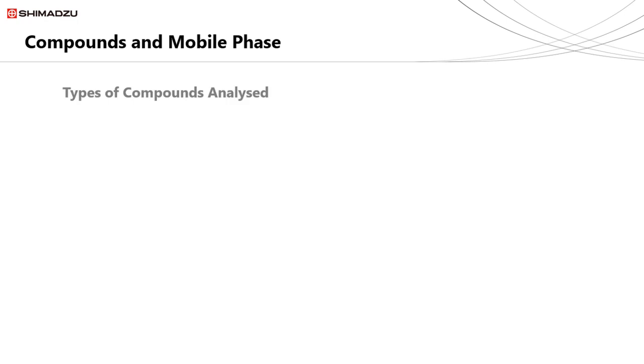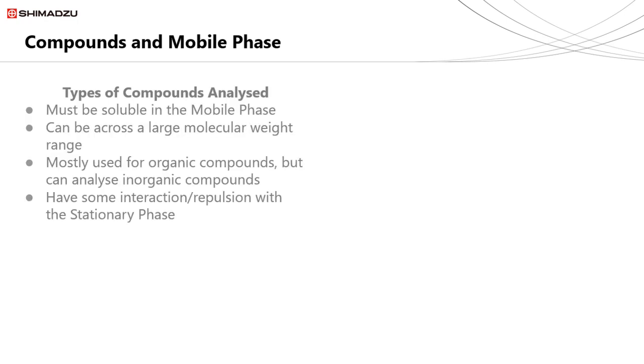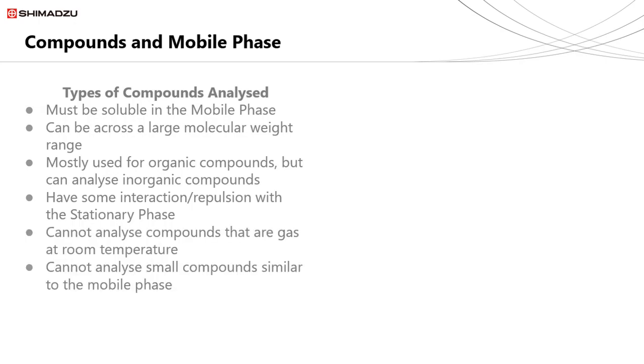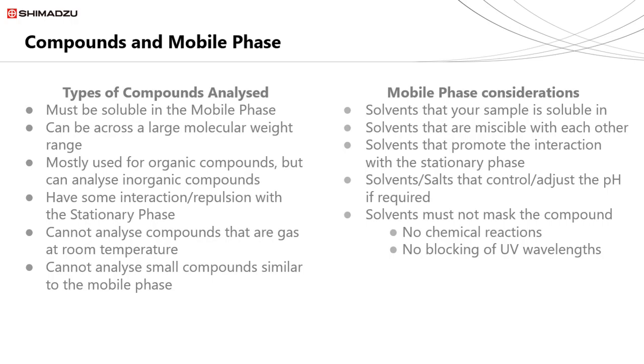We also ensured that the types of compounds suitable for analysis by liquid chromatography were covered. We also checked which were not suitable. As mobile phase is a major constituent of liquid chromatography, we ensured that all the essential details were covered for the elements and properties that make up our mobile phase.